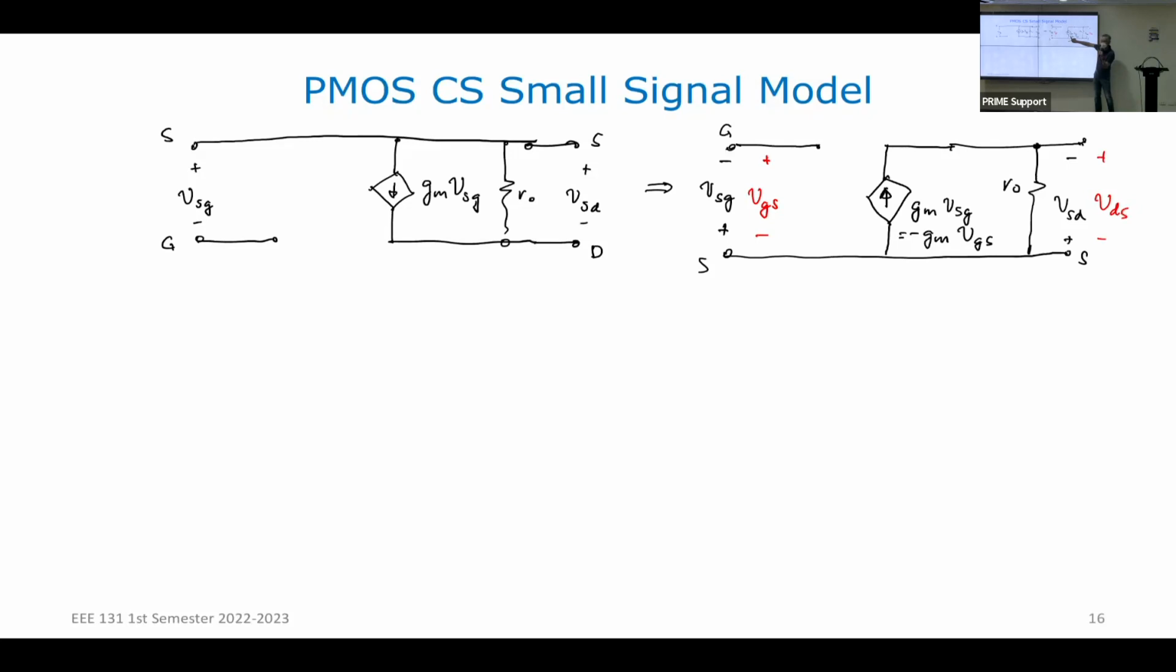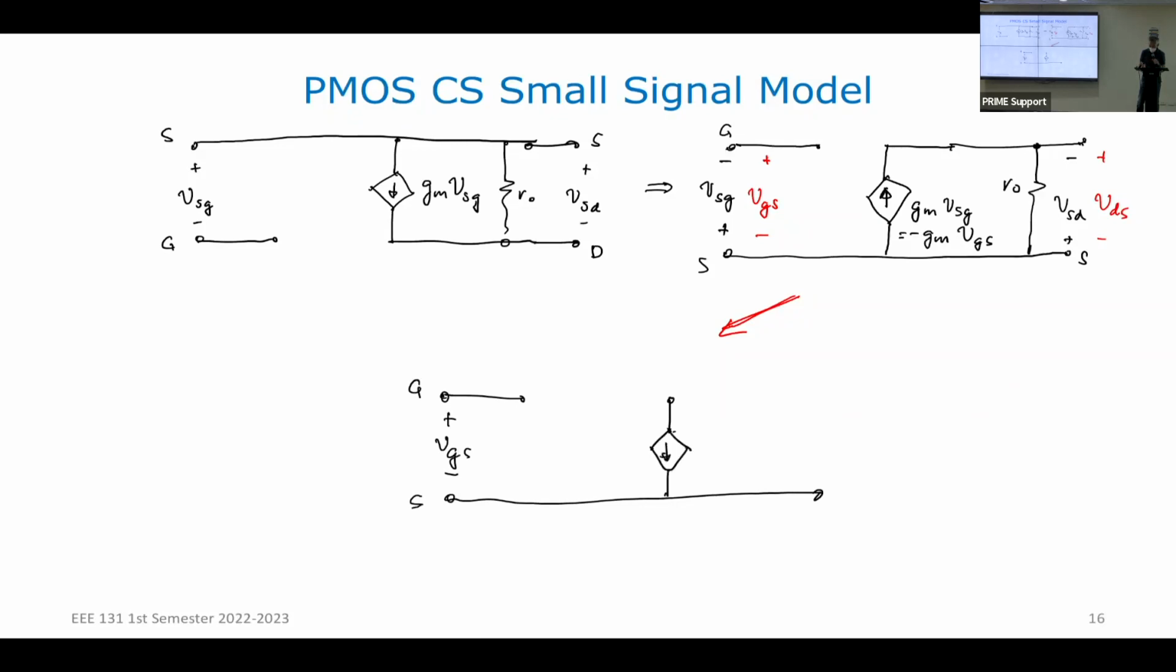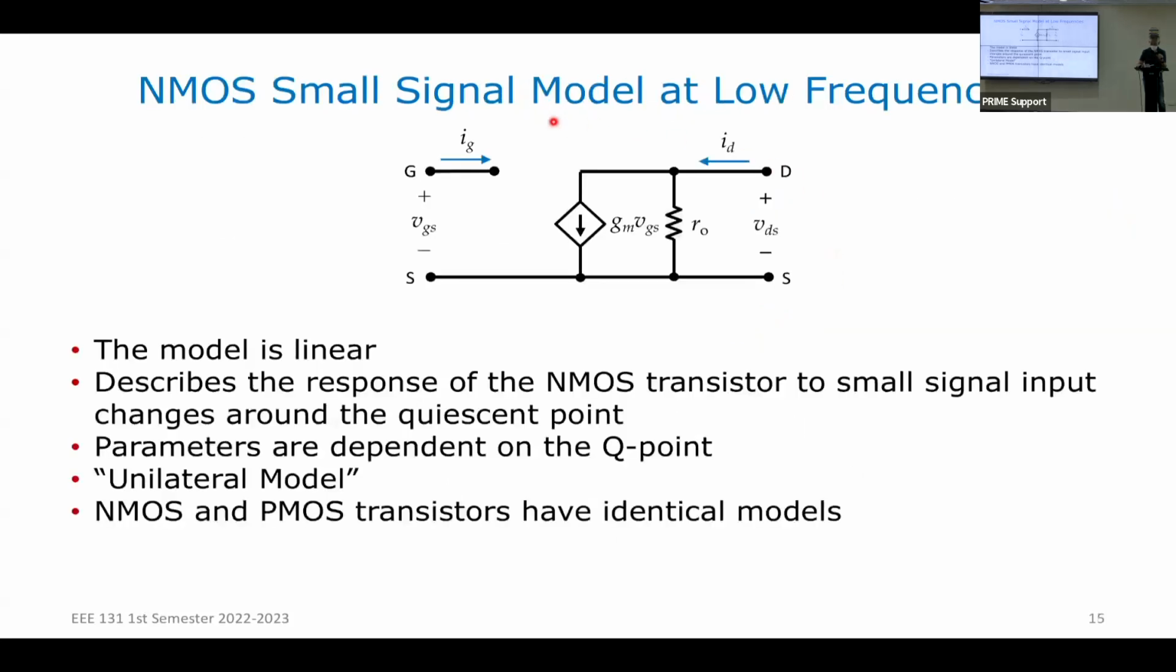So how do I get rid of this negative sign here? Baliktarin ko lang yung direction nitong arrow na to. So finally, what will my model look like? I have my gate, I have my source. Okay, so this is VGS. I want to get rid of the negative sign, so I change the direction of the arrow. So this is now gm VGS. Okay. This is rO, and then this is VDS. So parang magic. All of a sudden now this looks exactly the same as this. So the NMOS and the PMOS transistors have identical models.